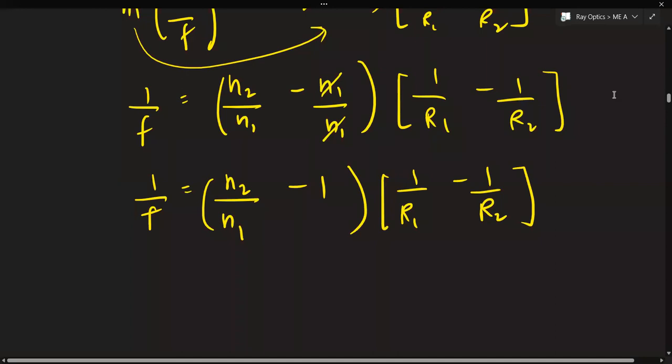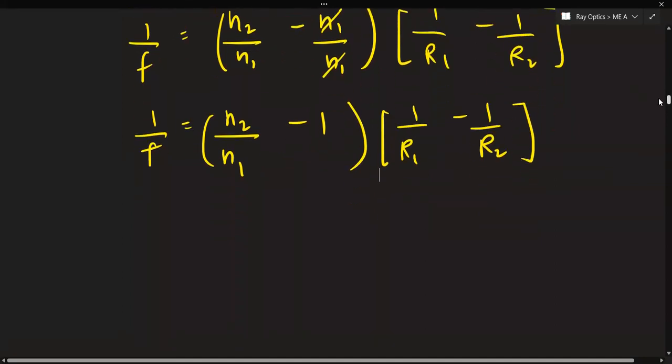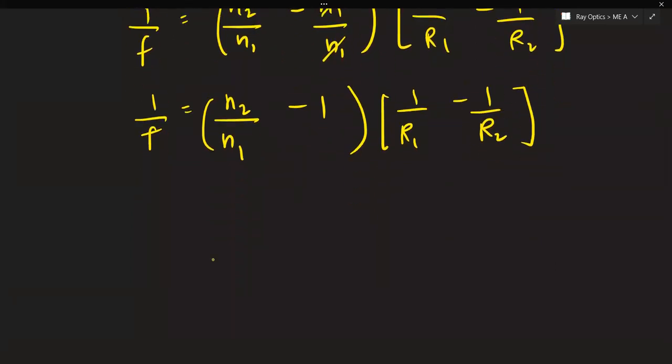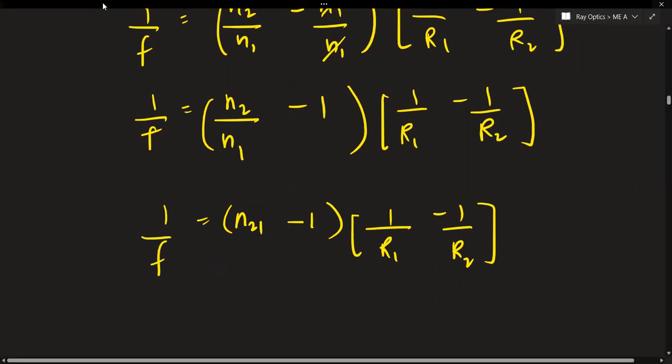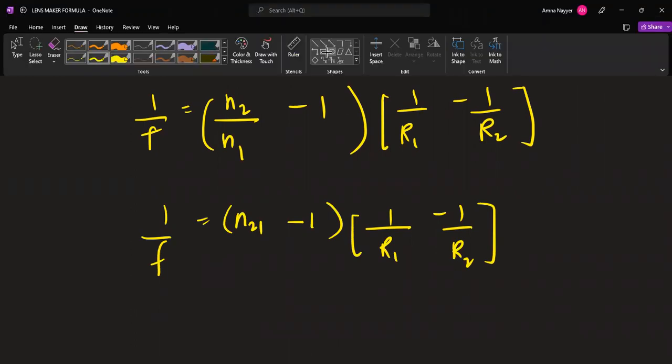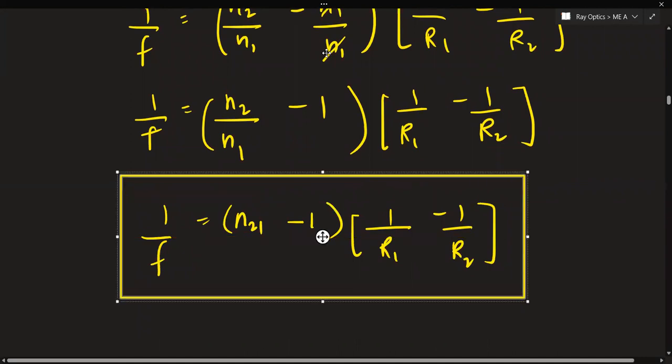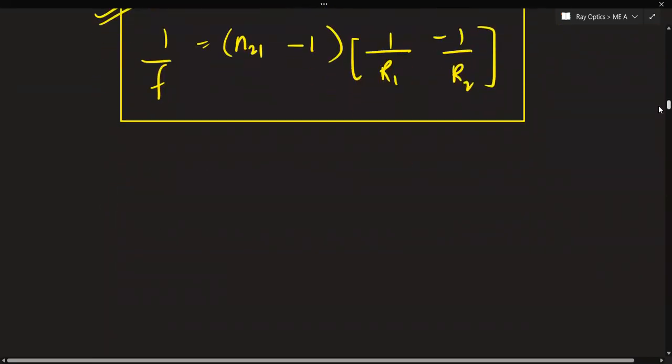All right. Now see, this is the final formula. It's better if you write it like this to concise it. 1 by f will be n2 by n1. This we have done, no? n2 by n1 can be written as n21, refractive index of second with respect to first, minus 1, times 1 by R1 minus 1 by R2. So this is the final lens maker formula used to calculate the focal length of a lens when both the refractive indices are given. And why did I write it as n21 and not just n2 by n1?